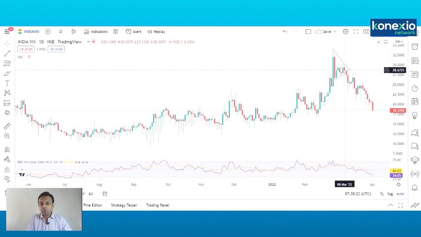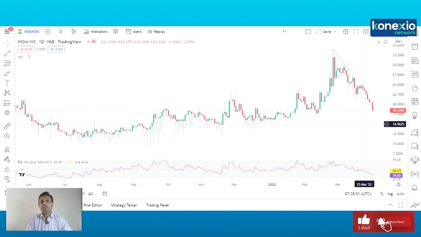From 26, the levels we have been discussing, it has just closed near 18.43. So we have a target of 15. Still, maybe 15 to 20% downside is there in India VIX, which can pull Nifty from here onwards, and Nifty can travel on an upward trajectory above the 18,000 mark and 18,300 in the next 3 to 4 weeks. So definitely the view is bullish.